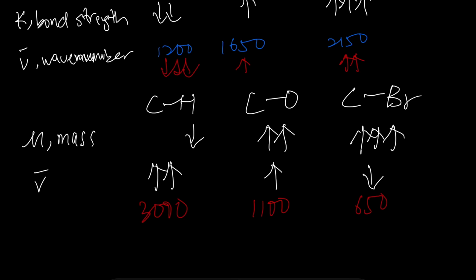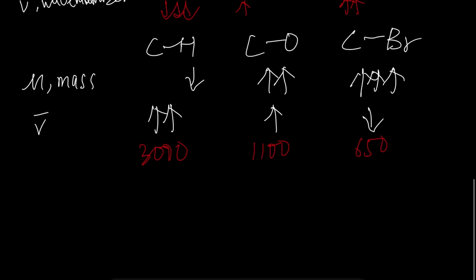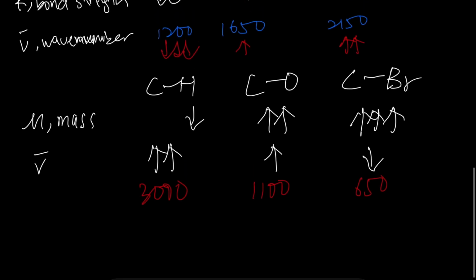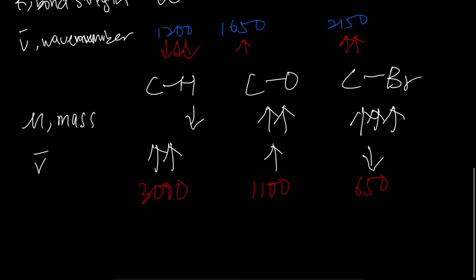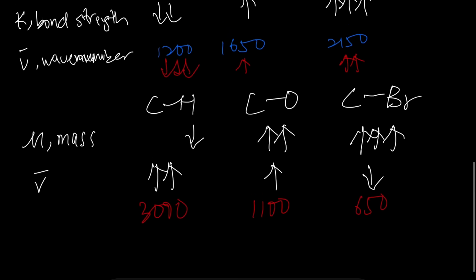Okay, so you can see carbon-bromine is with lower wave number, and carbon-hydrogen is with high wave number. It means that you can see the absorption band appear at the higher wave number region. So this is the relationship between force constant, the bond strength K, and also the mass with wave number.